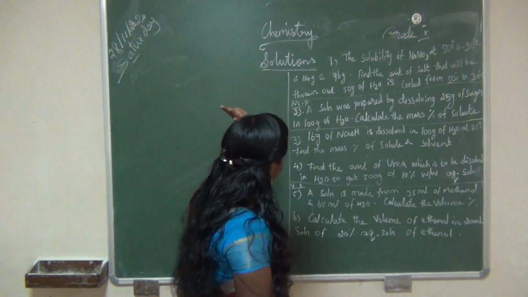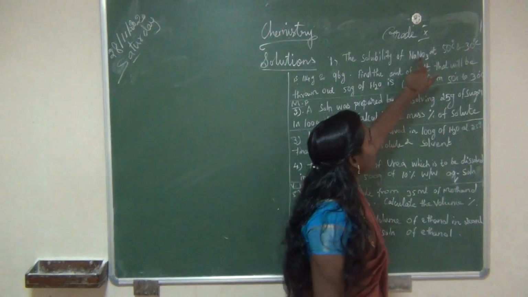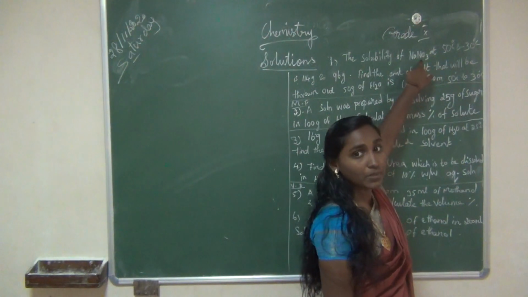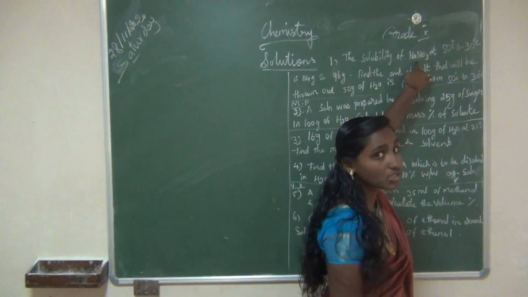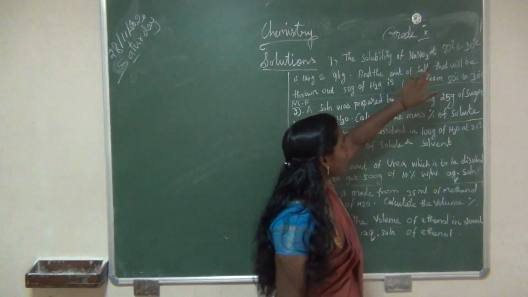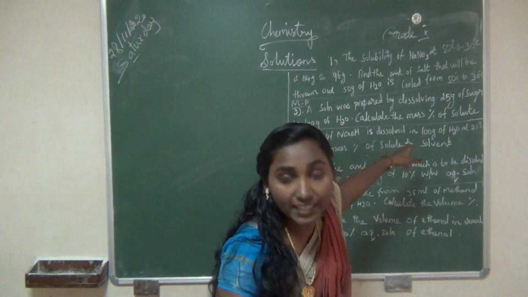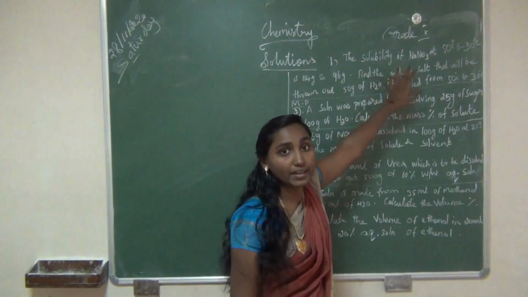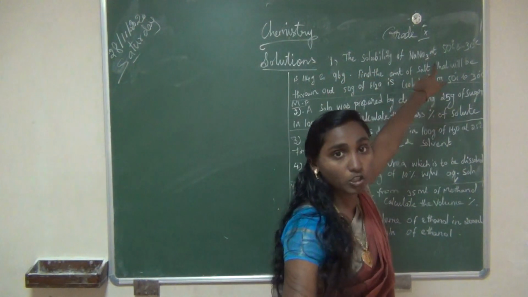So we can see the first problem. The solubility of sodium nitrate, NaNO3. Okay, I will shortly return the questions. If you have any doubt, just see your book. Okay, page number 132 it was given. Page number 132, the fourth problem.